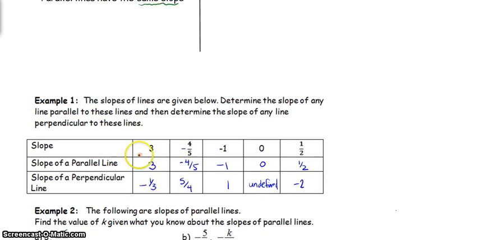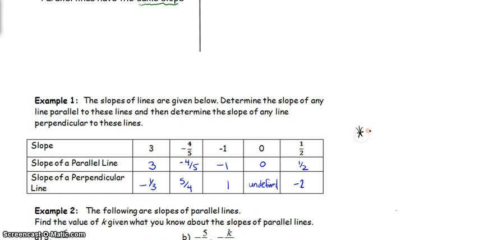We can see if we know the slope of a line, we also know the slope of every line parallel to it. All slopes are just exactly the same if they're parallel. If we know the slope of a line, we also know the slope of a line perpendicular to it. We just take the slope, take its reciprocal, change the sign. Take the reciprocal, change the sign.